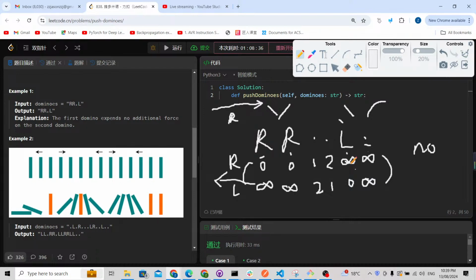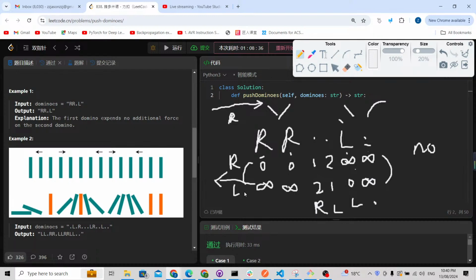The distance to the r is infinity. It means there will be nearly no influence for this r. So if this r is more than L, this infinity is more than 0. So what are we gonna do? We're gonna keep it as L. So this is a dot and this is L. And for this one, because the distance to r is 2 and the distance to L is 1, what are we gonna do? We're gonna keep it as L, and similarly here is gonna be r.